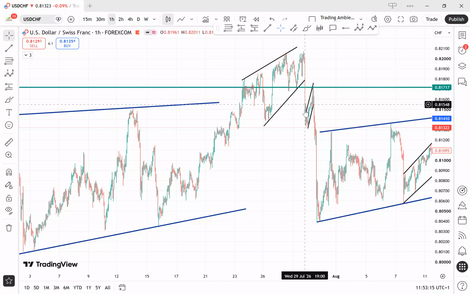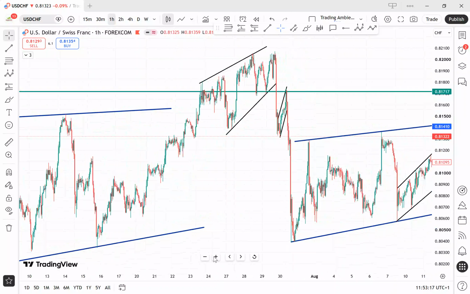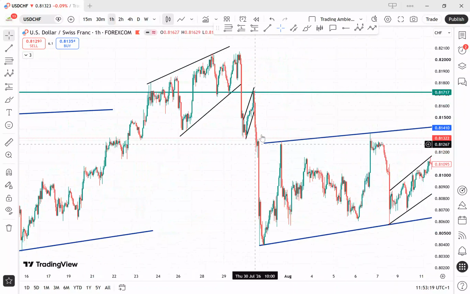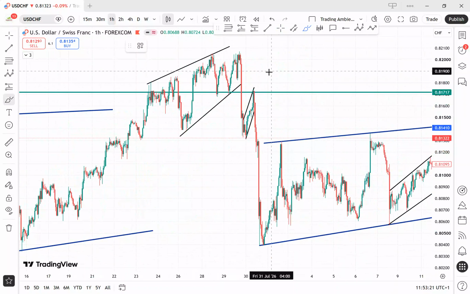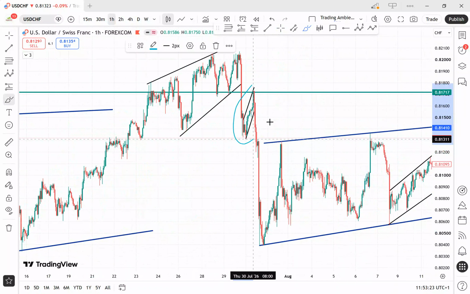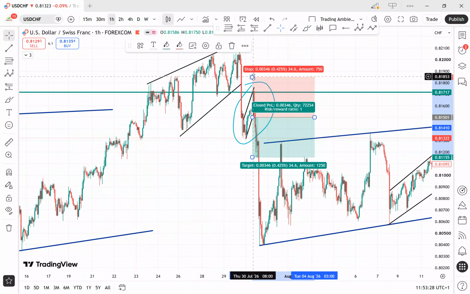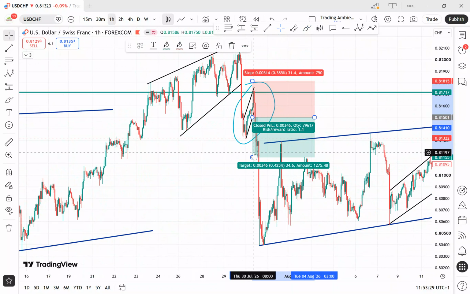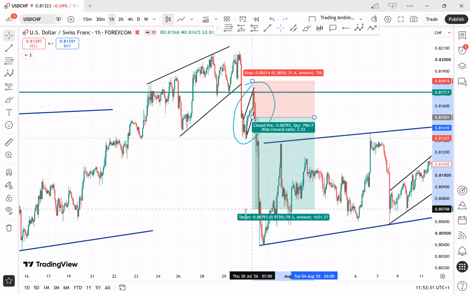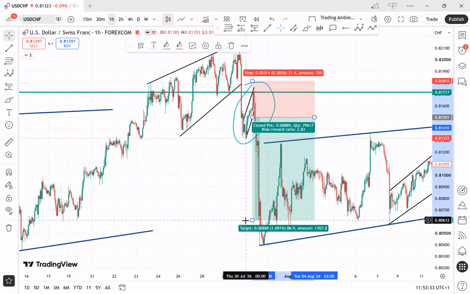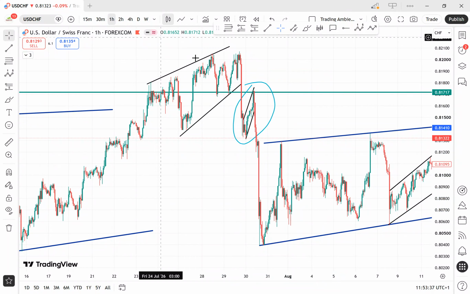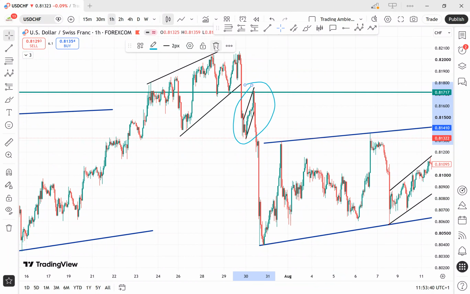The price broke out of this structure with a very strong impulse and printed a continuation structure on the lower time frame right here. So we placed our entry somewhere around here on the lower time frame, stop above it, and our target was just right here. The price hit our TP on that. Then we waited to see how the price would develop further.